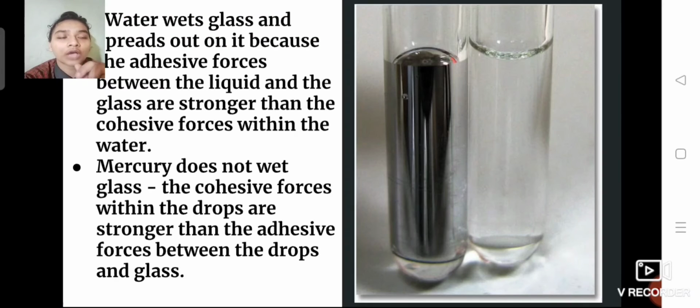Now the answer to the question of why mercury does not wet the wall of the container whereas water does is that water wets glass and spreads on it because the adhesive forces between the liquid and the glass are much stronger than the cohesive forces. Whereas mercury does not wet the glass because the cohesive forces within the drops are much stronger than the adhesive forces between the drops and the glass.